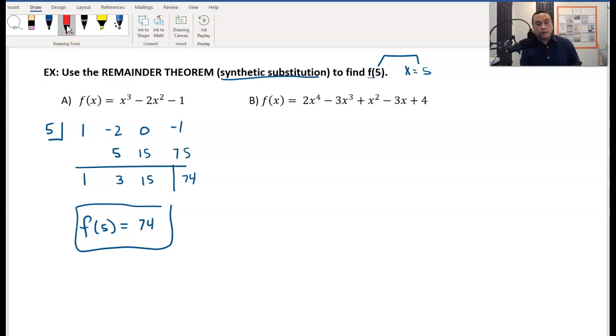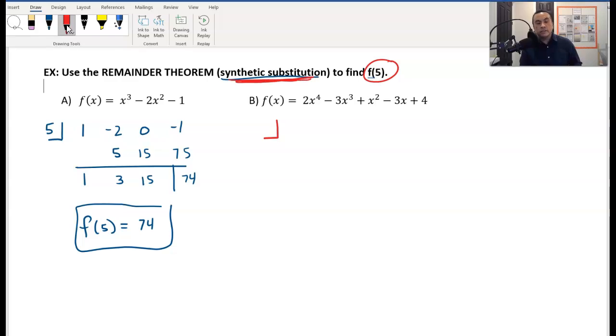If you didn't have a calculator, this is a good little way to speed it up instead of substituting. You saw how even I was substituting 5 times 5 times 5, 5 times 5, 5 times 2, subtract. There's a lot of chance that I can make a mistake there. I can make a mistake here too, but I think the chances of me making a mistake are less here than over there. And I was able to speed up the work. So let's do it one more time here. Let's find f of 5 using synthetic substitution.